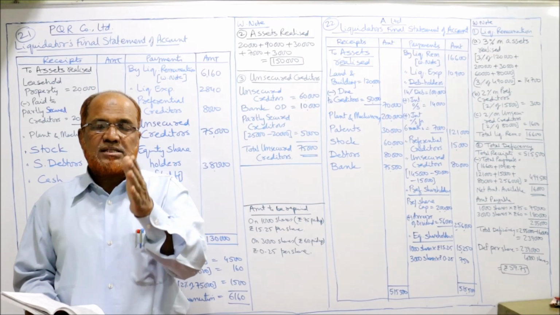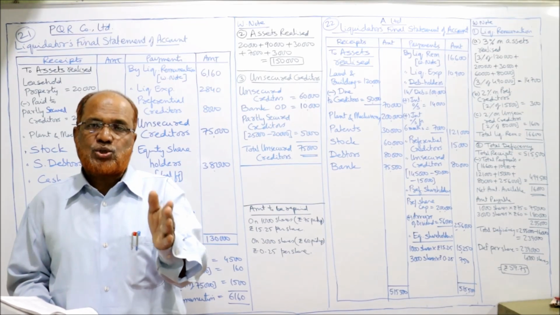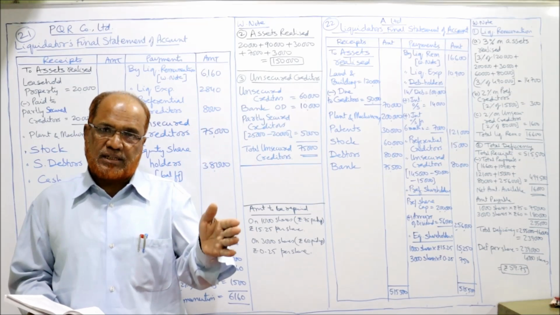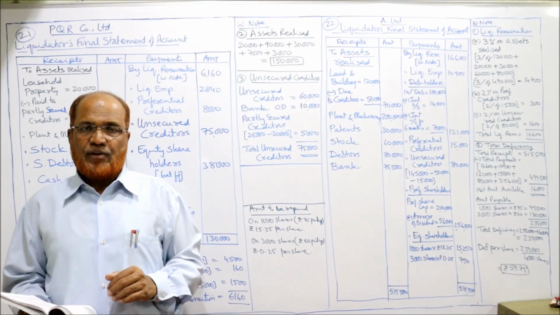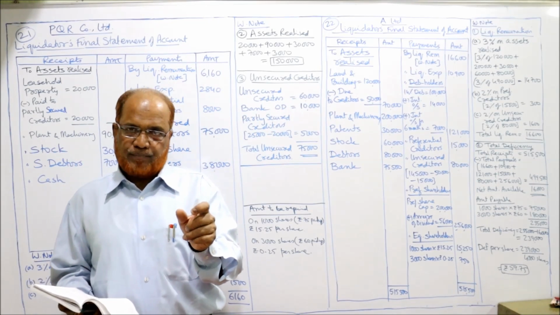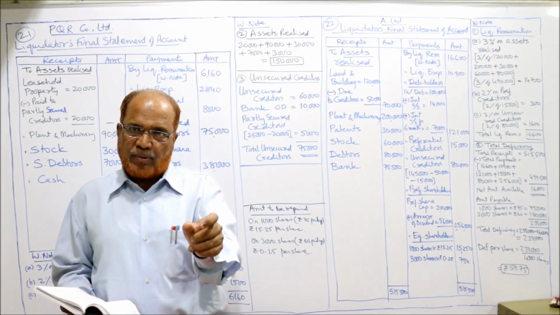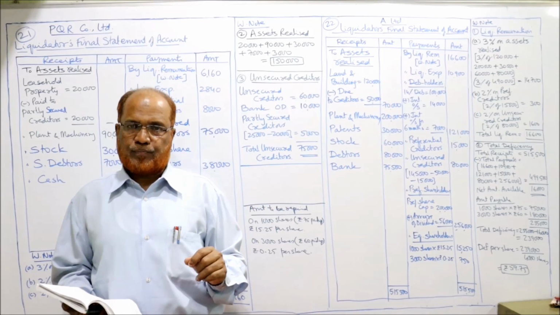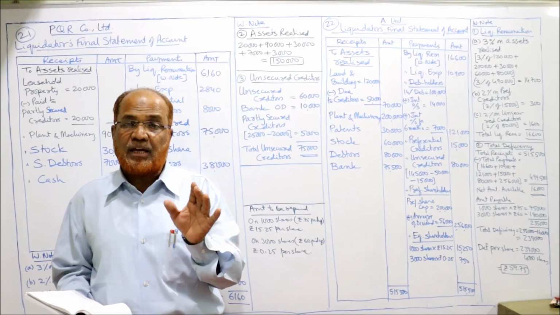If the company is insolvent, the interest on debenture should be paid to the last date. That means winding up date. Winding up date 31st March. So interest will be paid up to 31st March to the debenture holders, and after that it will not be paid if the company is insolvent.